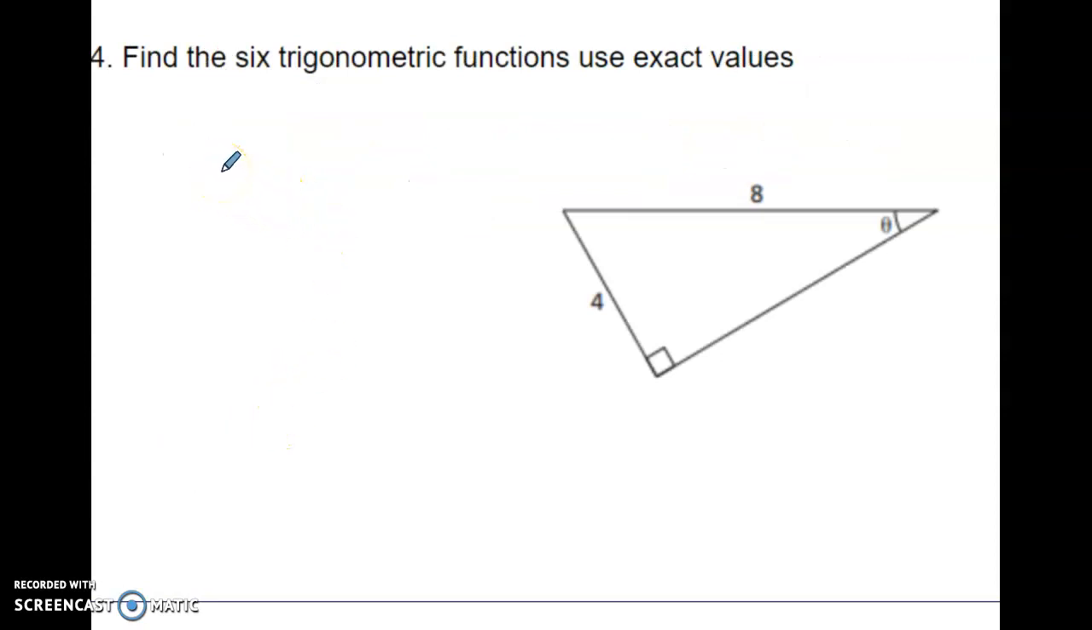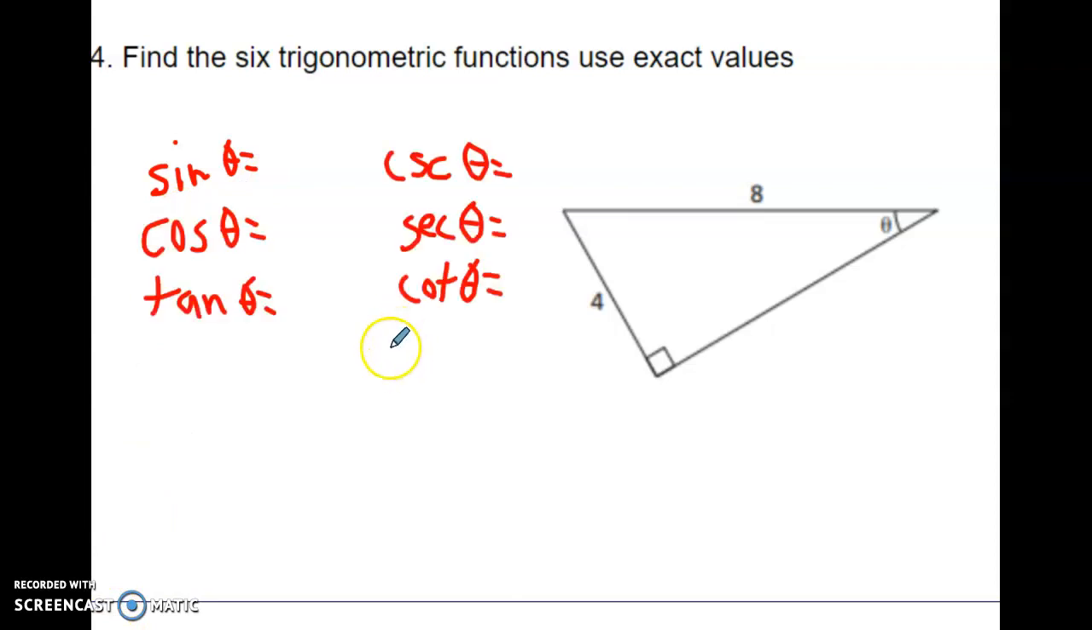Number 4, it says find the 6 trigonometric functions using exact values. So I'm just going to really quickly list the 6 trigonometric functions, because then we're going to have them. There, I've listed all the 6 trigonometric functions, and I'm going to find the values.